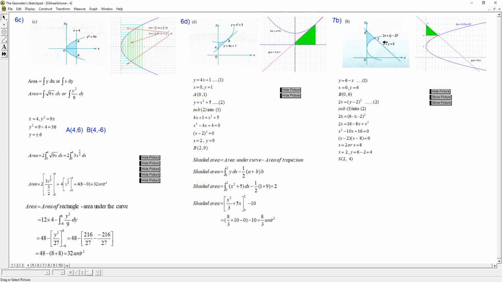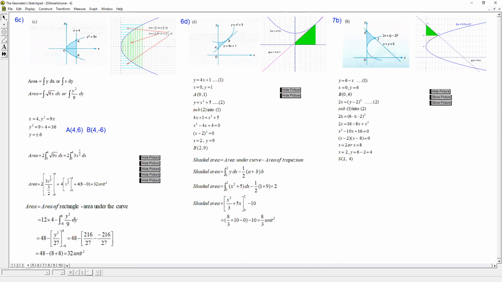I solve this equation, the RS equation, with the curve. Okay, this is equation 1, this is equation 2. I solve the two equations. I found out there are two x values. One is x equal to 2, another one is x equal to 8.